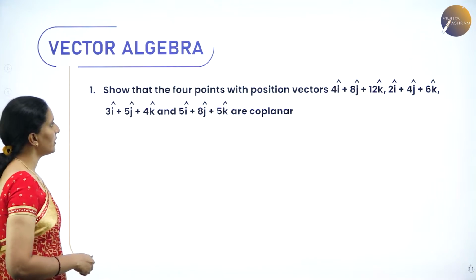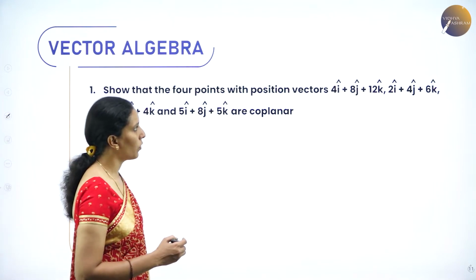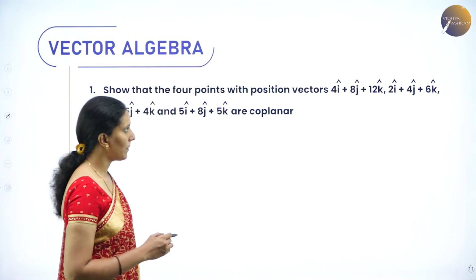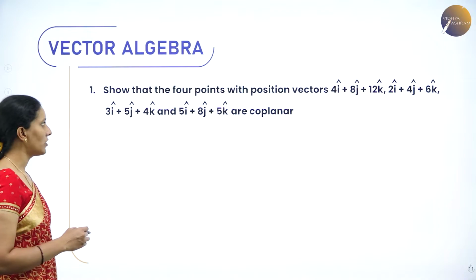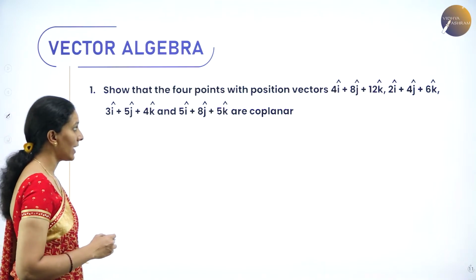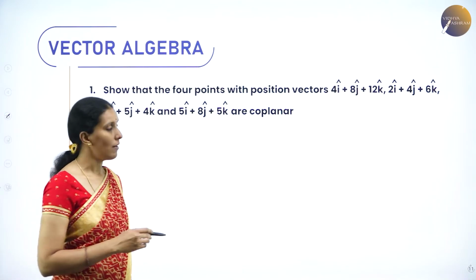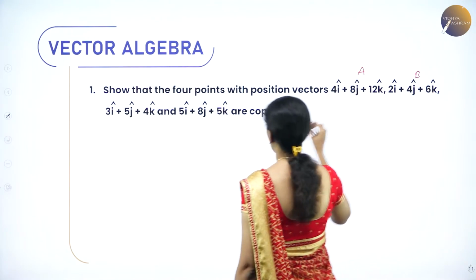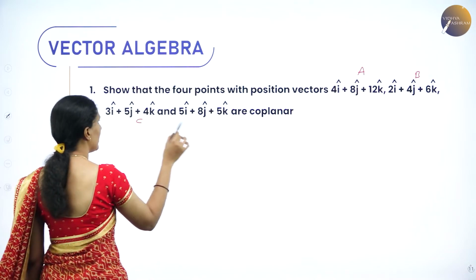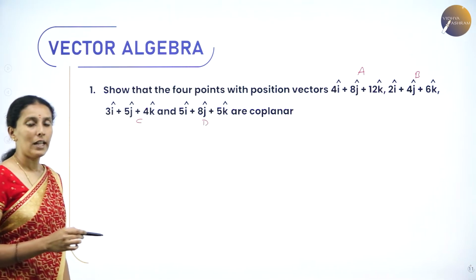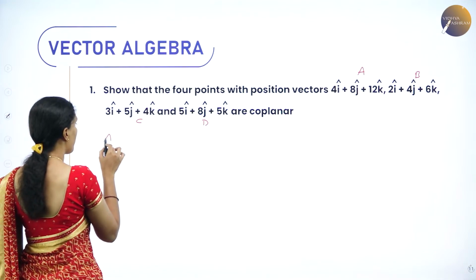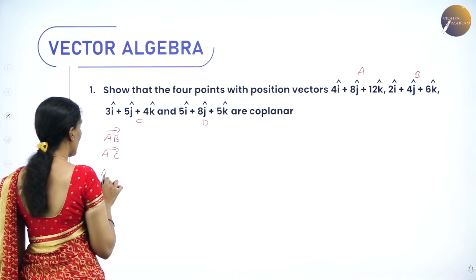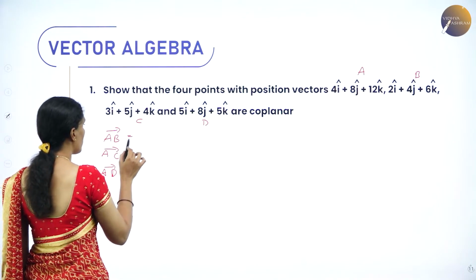Next, show that the 4 points with position vectors 4i plus 8j plus 12k, 2i plus 4j plus 6k, 3i plus 5j plus 4k and 5i plus 8j plus 5k are coplanar. So here we have 4 points. Let me consider these as point A, B, C and point D. So let me take AB and AC and AD. Their position vectors are given here.